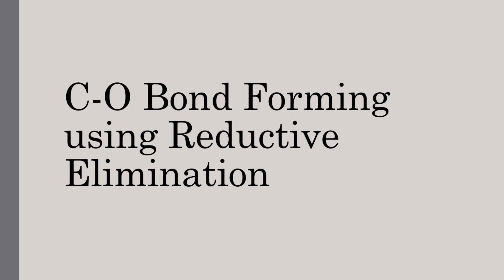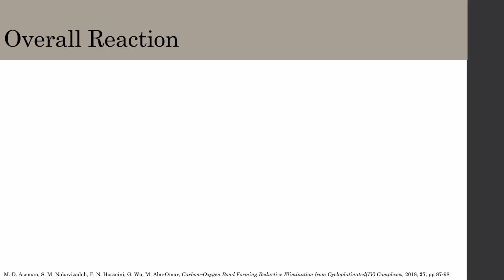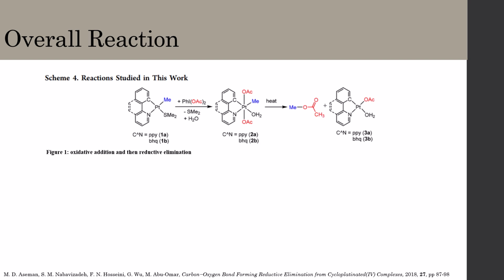This is a presentation on carbon-oxygen bond forming using reductive elimination, specifically in platinum complexes. The overall reaction can be split into two main parts. The first part is an oxidative addition, and the second part is a reductive elimination. The second part is where that carbon-oxygen bond actually forms. All of these revolve around a platinum complex.